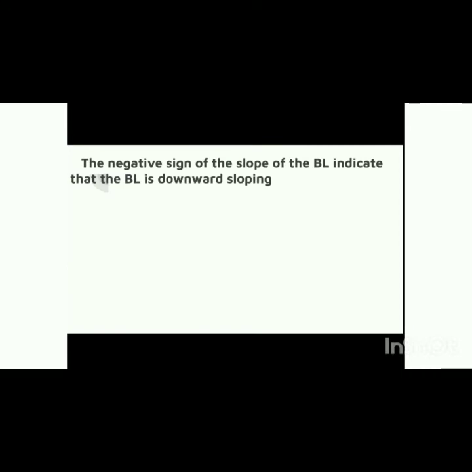The downward slope of the price line is the price ratio. So the slope of the budget line is minus P1 by P2. Here P1 by P2 is the price ratio. Then minus P1 by P2 is the slope of the budget line. It is negatively sloped. The negative sign of the slope indicates that the budget line is downward sloping.